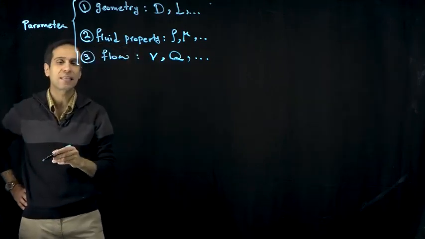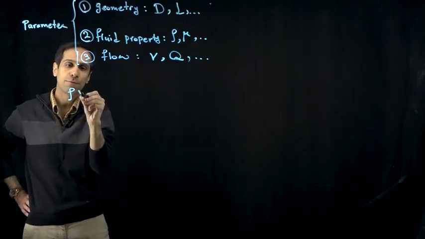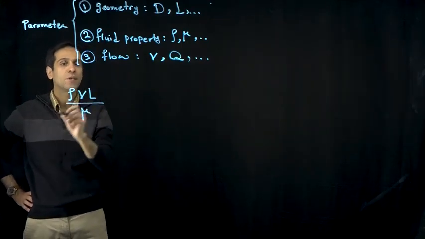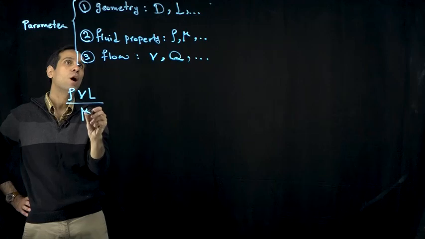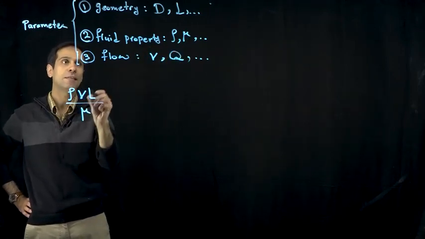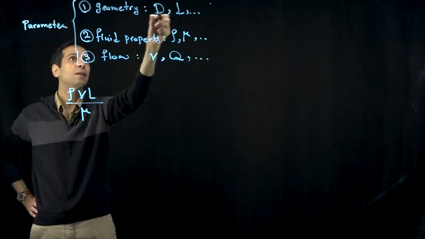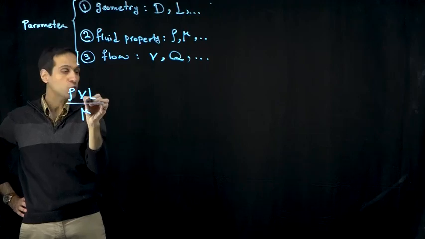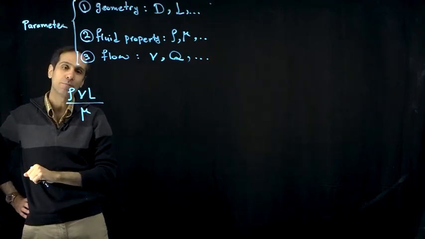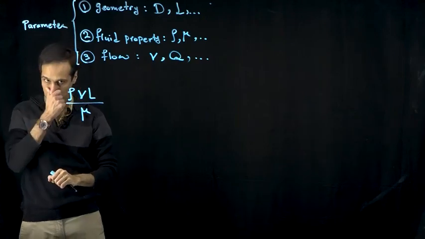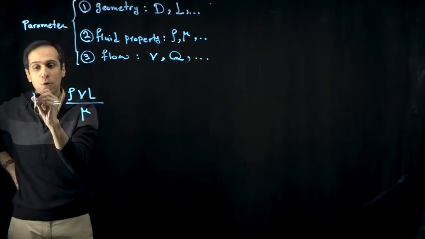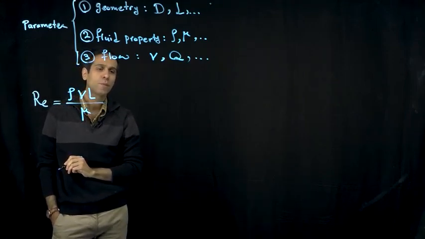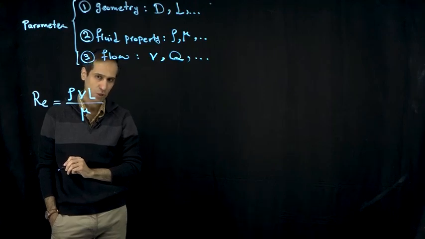A good example is this. If I have rho V L divided by mu, 4 parameters are involved. 2 of them, rho and mu, are fluid property. V is number 3, flow property, and L is number 1, geometry. Then I can form such a group which is luckily a dimensionless parameter. It doesn't have any unit or dimension. This is called, for example, Reynolds number, and it is one of the famous dimensionless parameters that we have already talked about in this class.